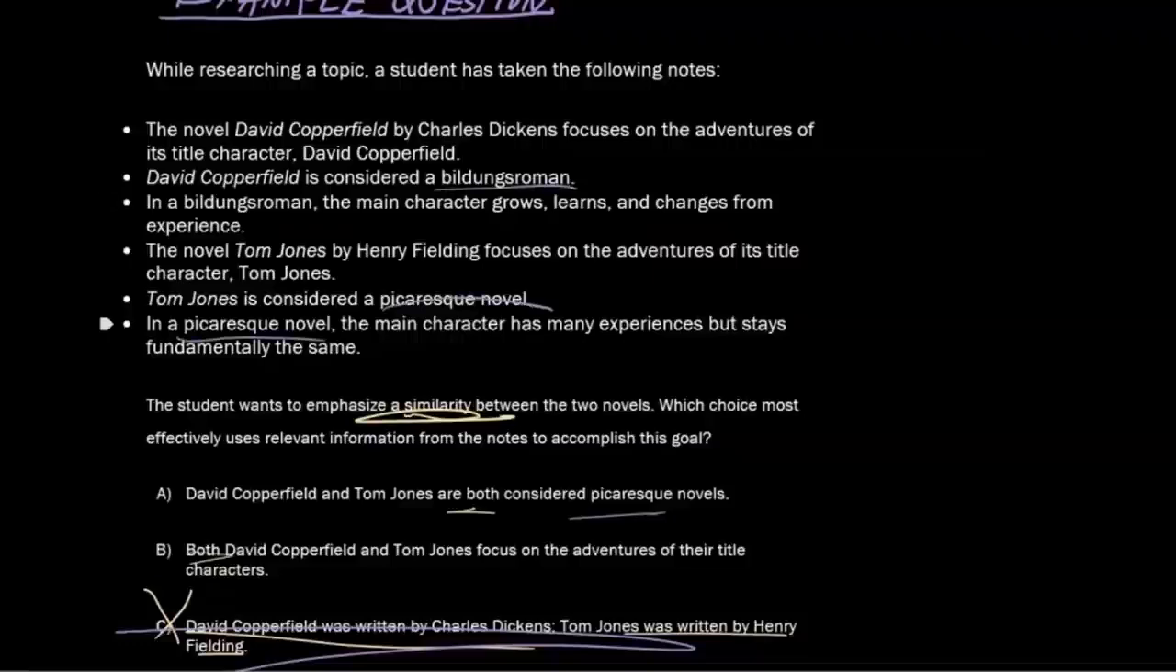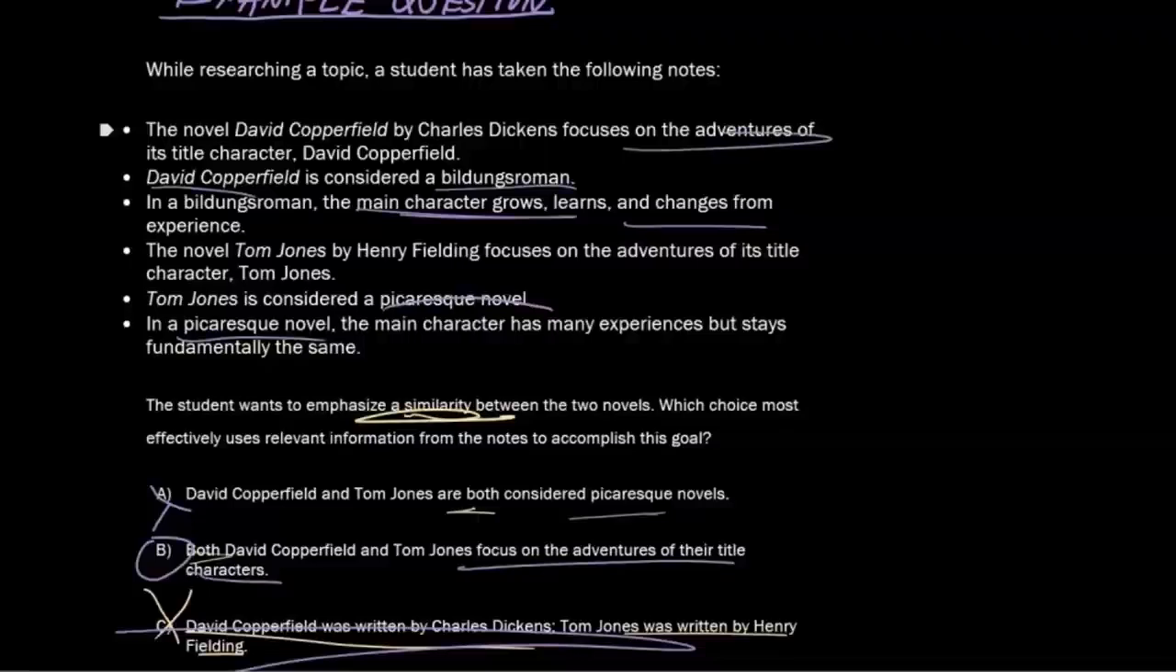Well, only Tom Jones seems to be a picaresque novel, so A is wrong. We know it must be B. But let's see. Both of them focus on the adventures of their title characters. David Copperfield, the main character, grows, learns, changes from experience. We're focusing on the adventures of the title character. This one's also focusing on the adventures of its title character. So we know it's B.